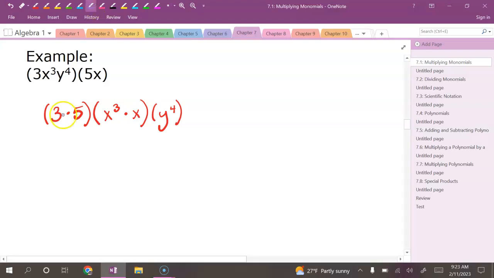Now I'm going to go ahead and multiply. So 3 times 5 would be 15. This x to the third times x, remember that x has a 1 for an exponent. So 3 plus 1 would be 4. So x to the fourth, and then y to the fourth needs to come down, and it stays unchanged.